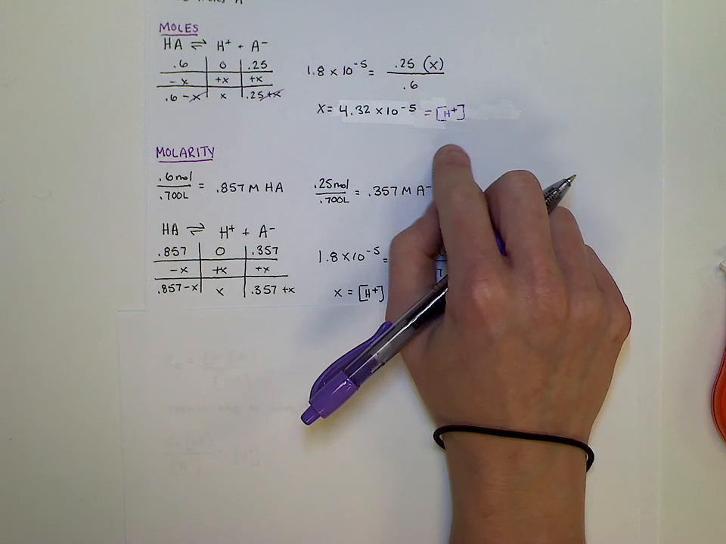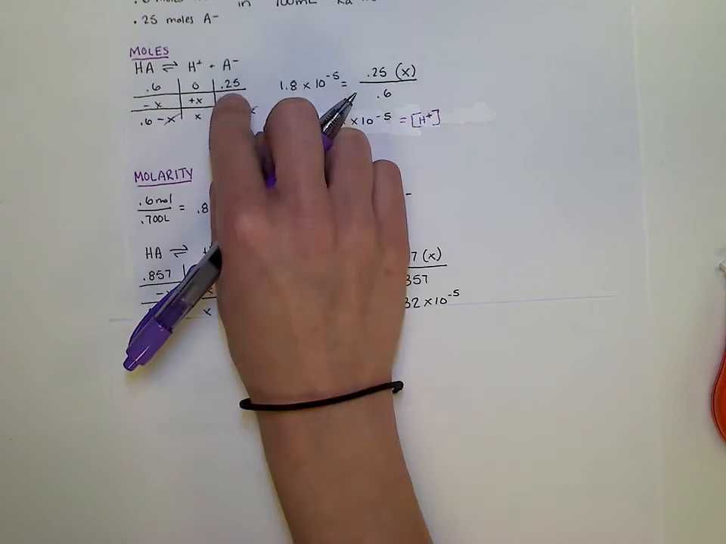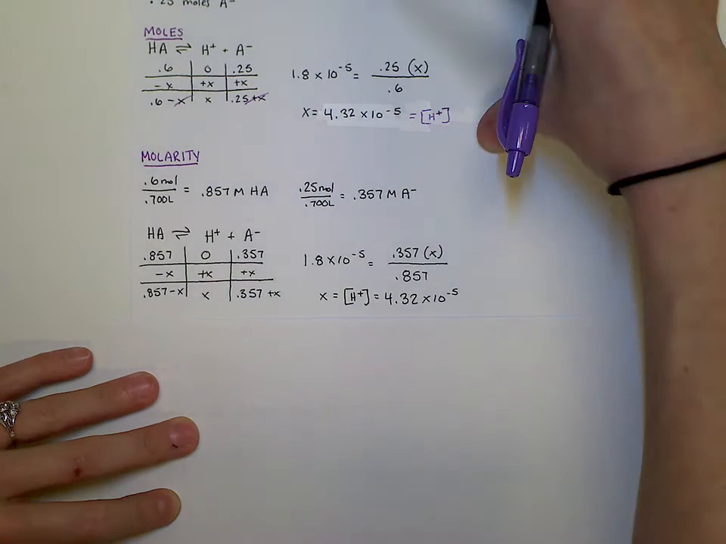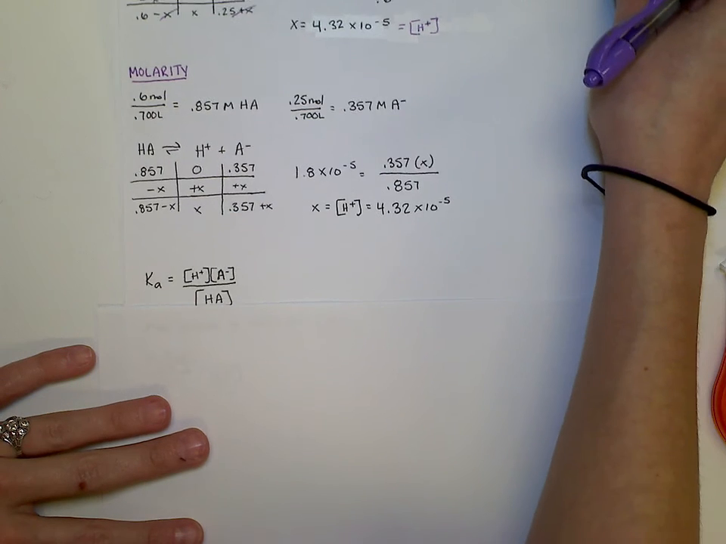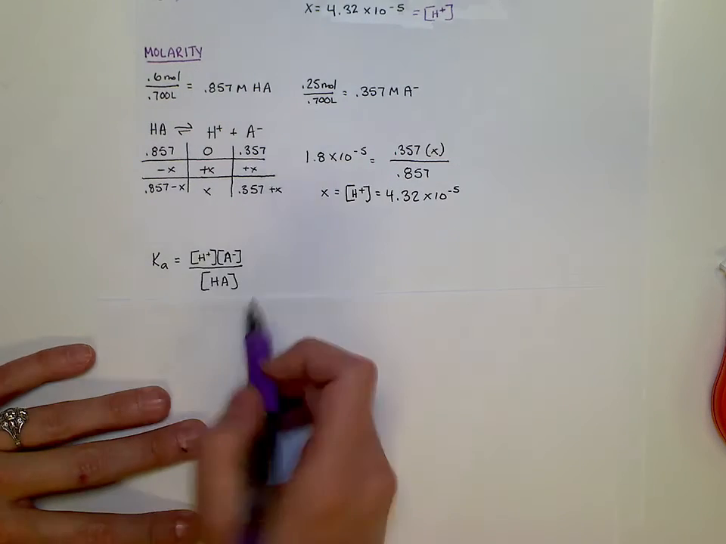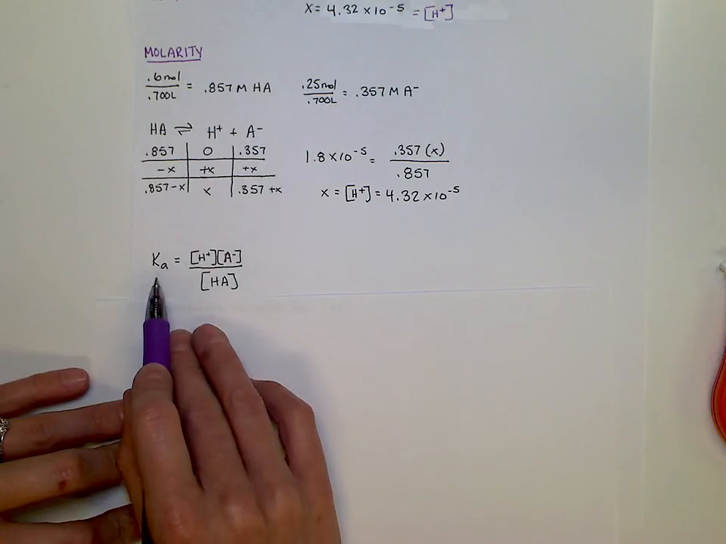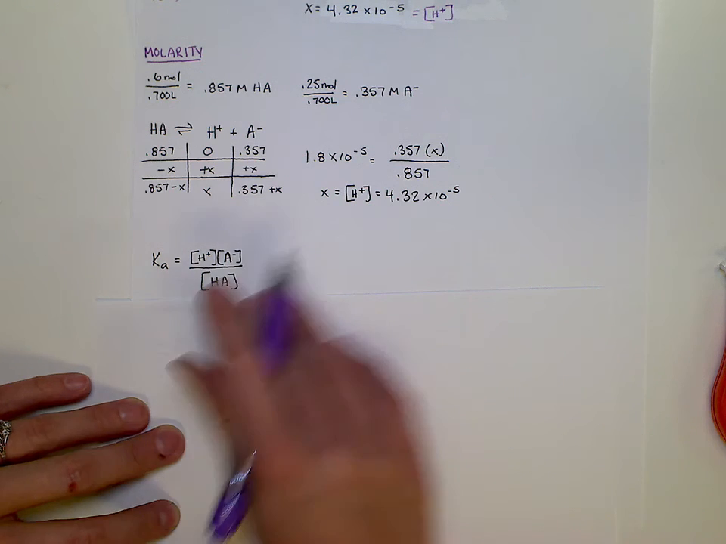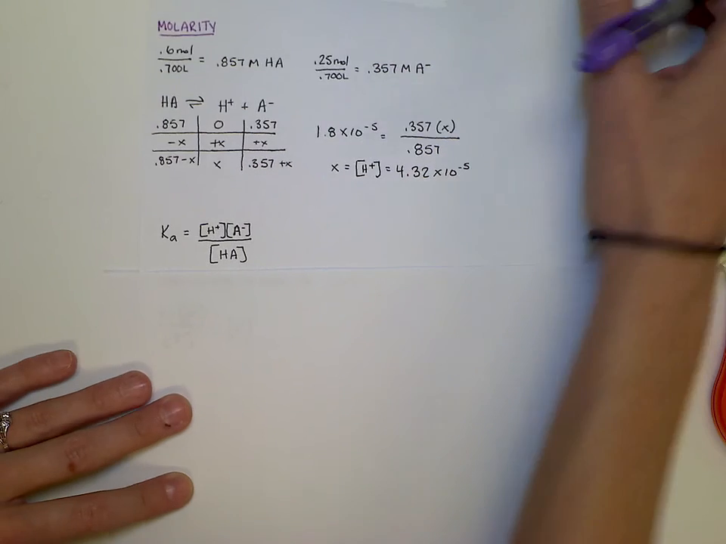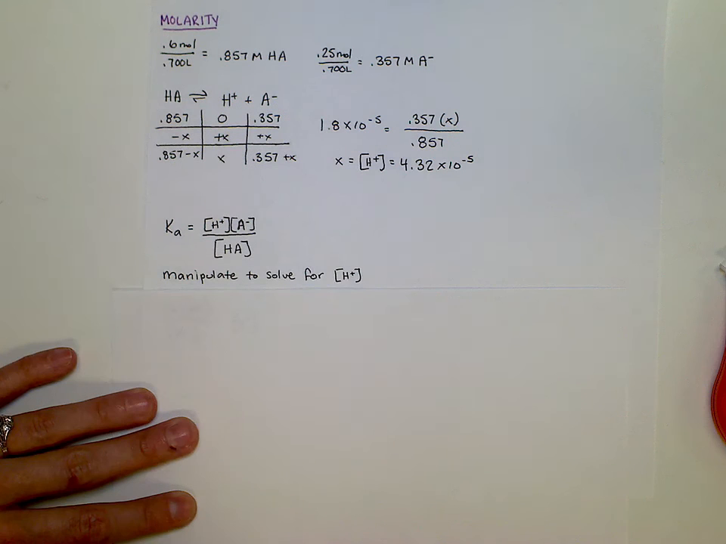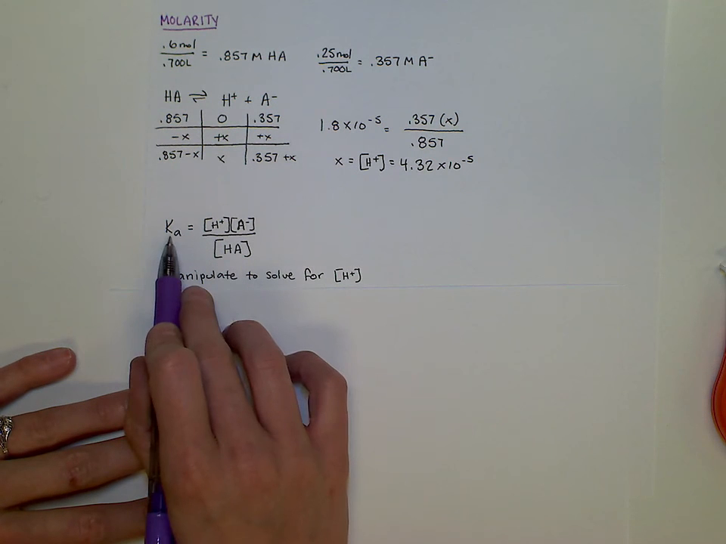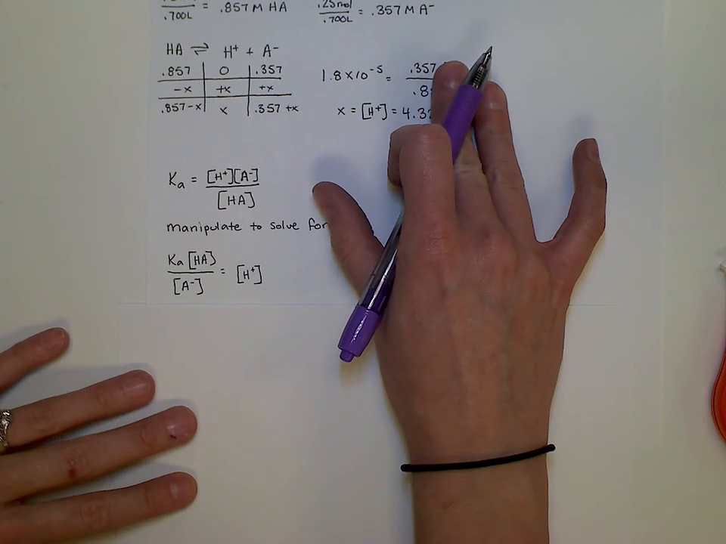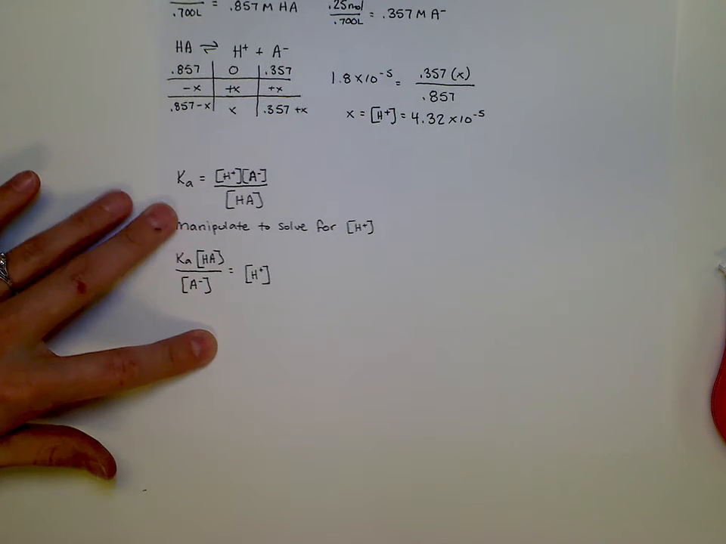Alright, so the question now becomes, well, how is it possible if we're doing this problem with moles and we get an answer in concentration? Okay, and the answer comes from the definition of Ka and how we can go about manipulating it. So for a moment I want you guys to take a look down here. We know that Ka is equal to the H plus times the A minus concentration over the undissociated acid. If I wanted to manipulate that to solve for the H plus, I would bring the HA up, and then I would divide the A minus out, and I would end up getting that right there. Okay? And this is really important.